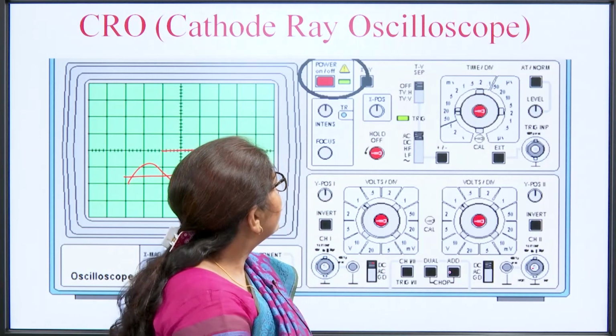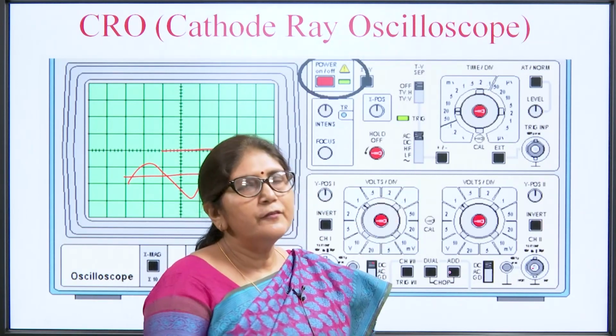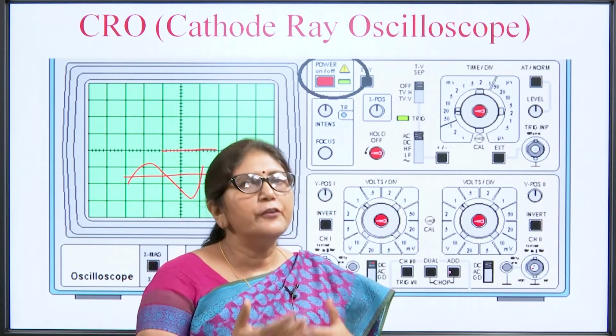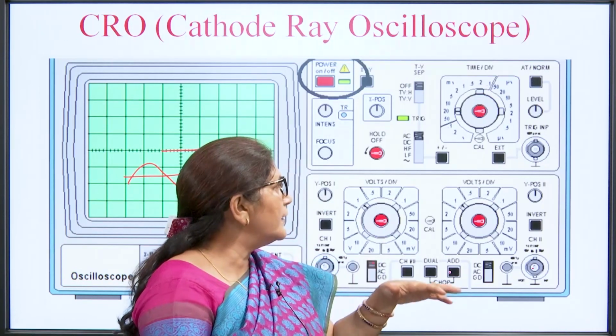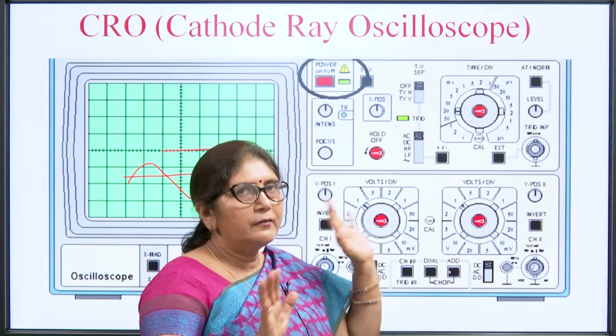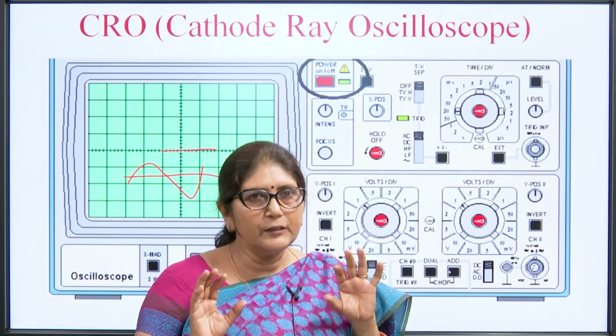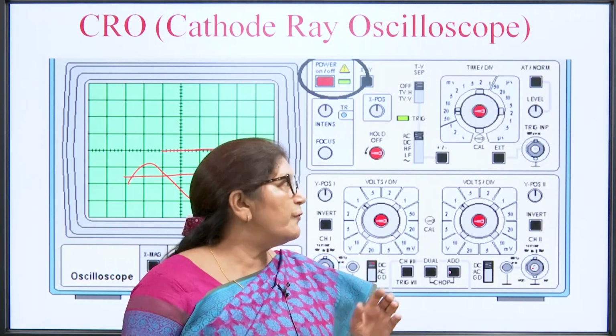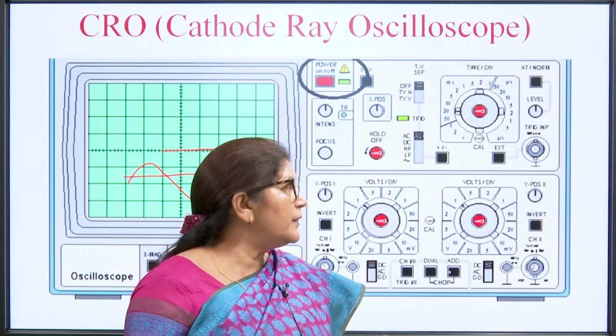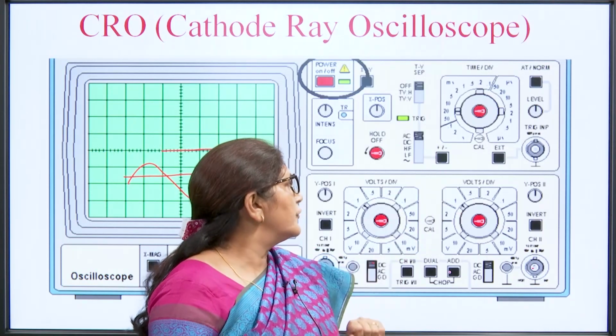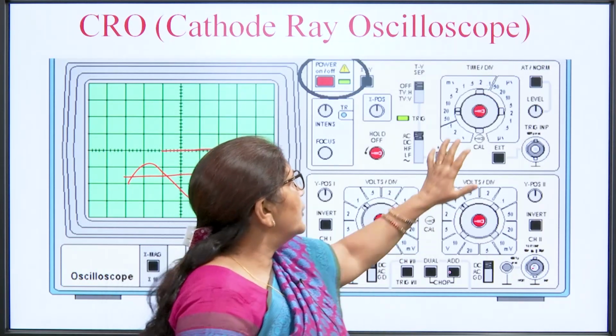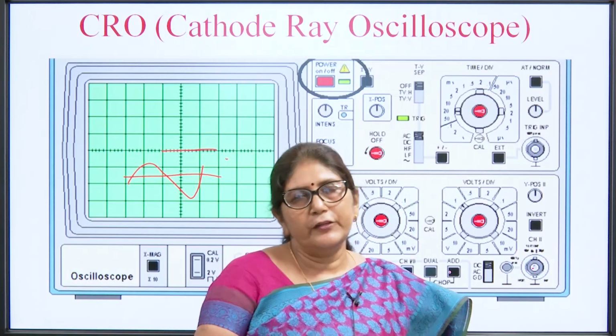Then there is this plus minus. If we want to change the direction of the trigger from plus to minus: if it is already out, it means the positive triggering pulse is applied. If we want to apply a negative trigger pulse, then we will press this switch. There is one more switch, that is the time per division.